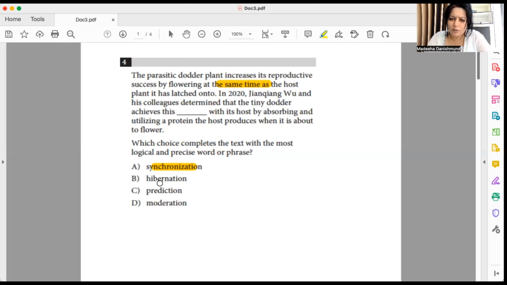Hibernation won't fit here. It's out of context. Why would a plant hibernate if we're saying they're both flowering at the same time? This is a misfit. Prediction, it's not that one event is occurring before or after the next. We're not predicting how the next plant will flower. That's also off. Moderation, it has nothing about that in terms of frequency. That's off. We're left with A, because synchronization matches most closely with simultaneously or at the same time.